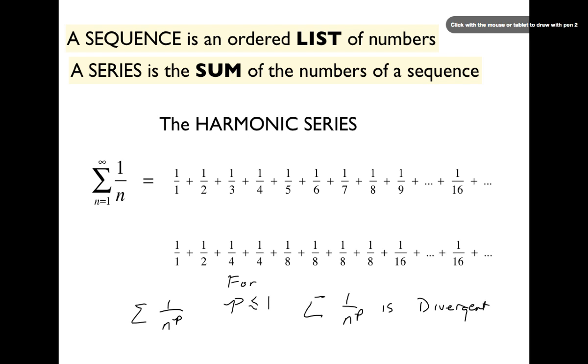So just because we know it for p less than or equal to 1, doesn't mean we can conclude anything about, say, p equals 2. So here's some reasoning. Listen to this reasoning. With p equals 2, every one of my fractions is less than the corresponding fractions in the harmonic series. And because it's less than every fraction in the harmonic series, 1 over n squared is convergent. How about that reasoning? Is it good?